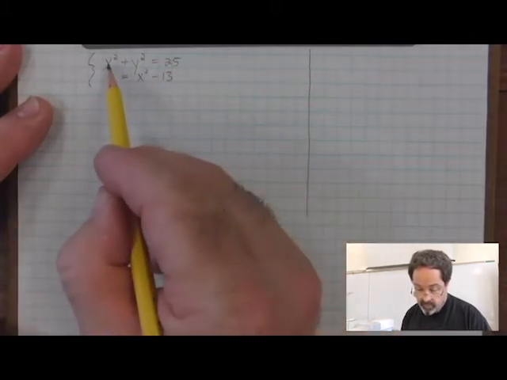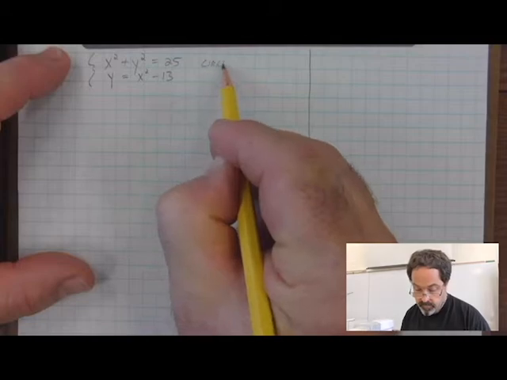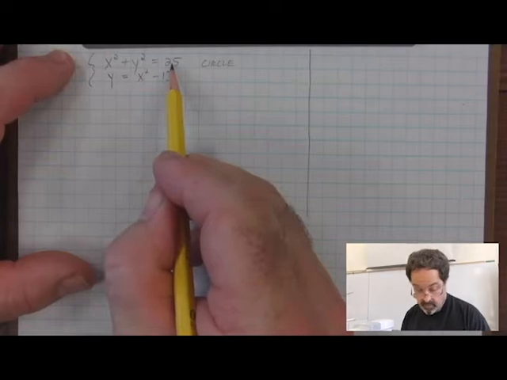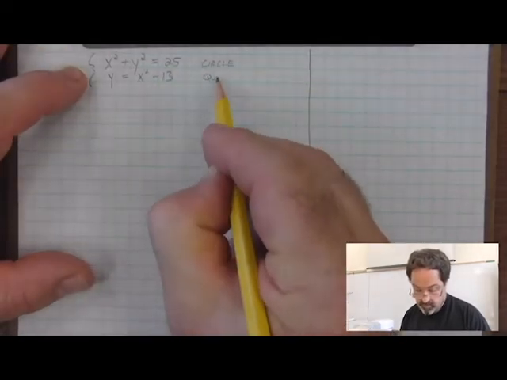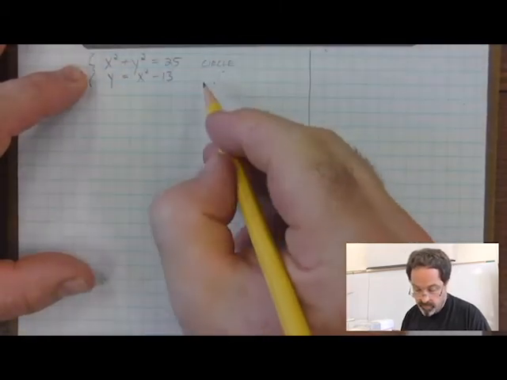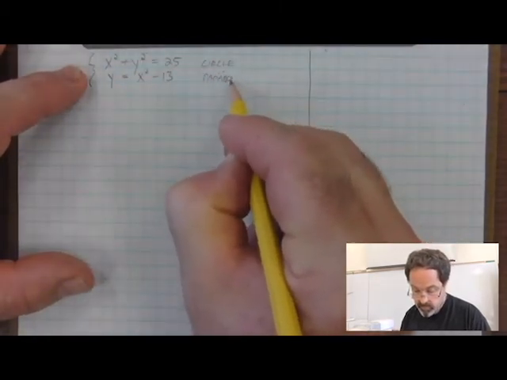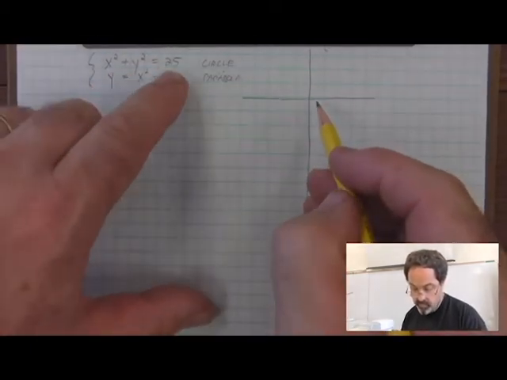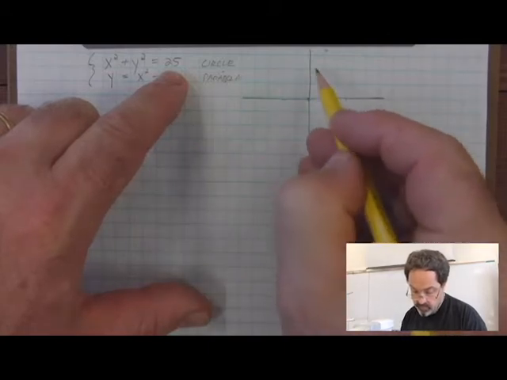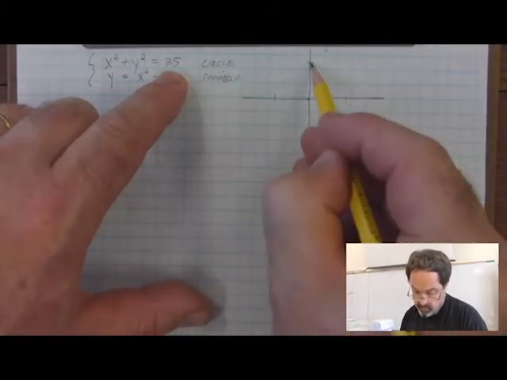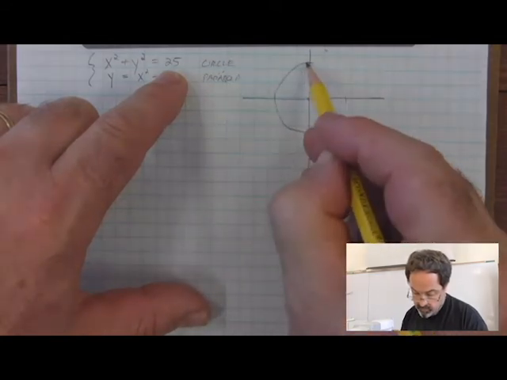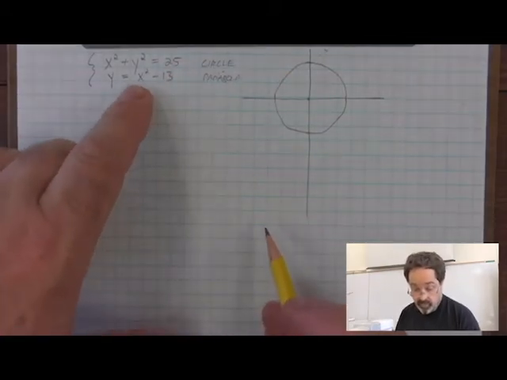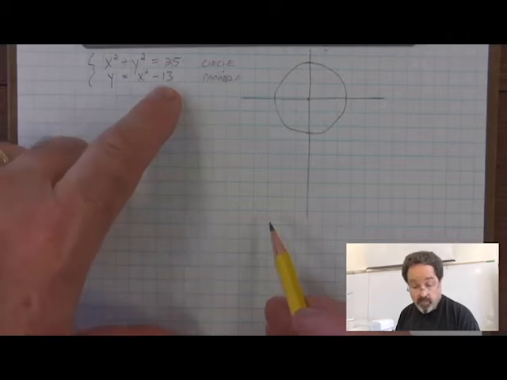The graph of x squared plus y squared is a circle. It's not a function. This will graph as a circle with a radius of 5. The second equation is quadratic, so we should expect it to be a parabola. Graphing the circle, we have a circle whose center is at the origin with a radius of 5. The first equation's graph looks like this, approximately.